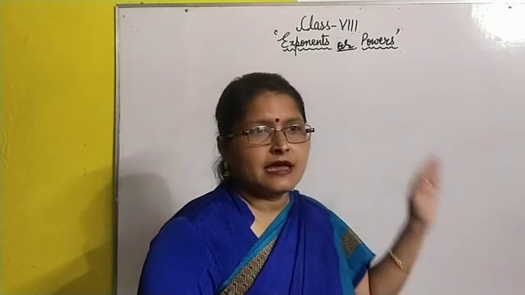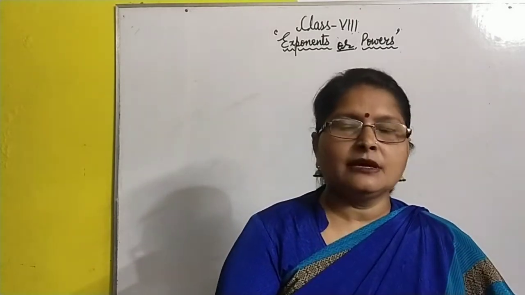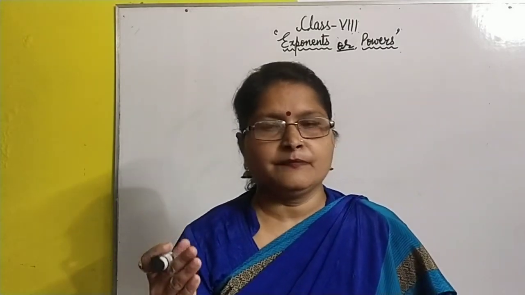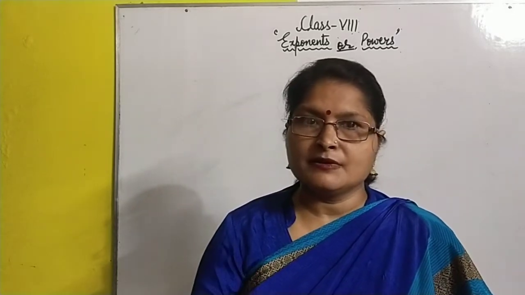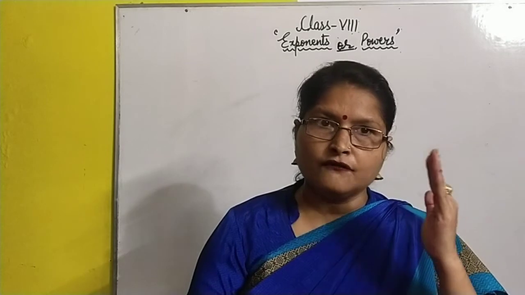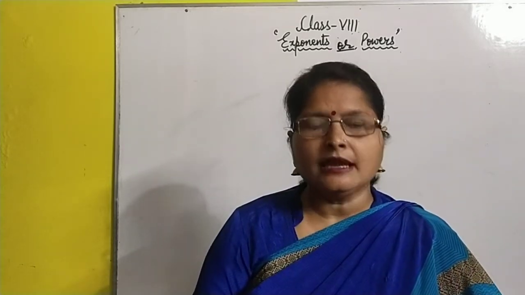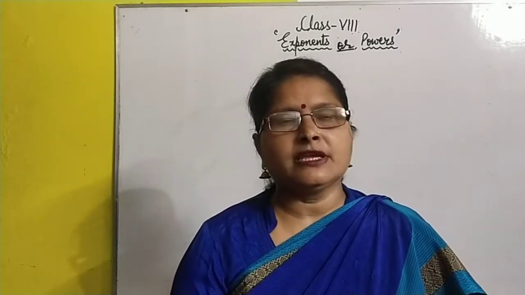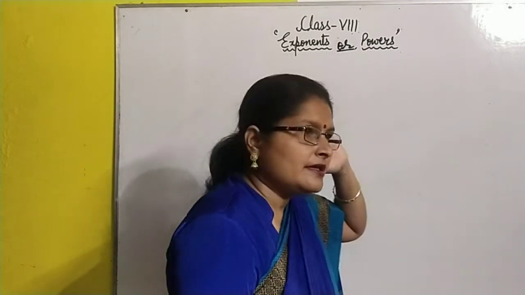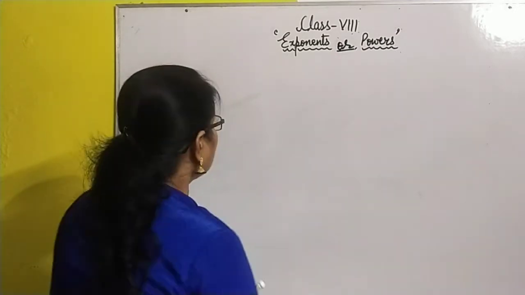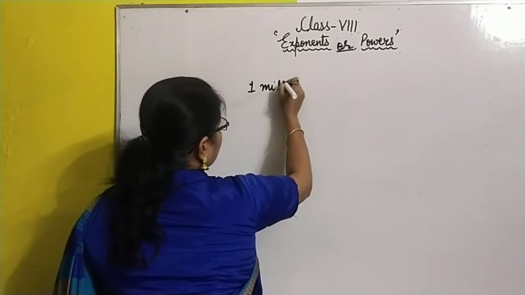Sometimes we find very small numbers or very large numbers, and it is very difficult to write or read those numbers. So to write them correctly and make them easy, we use exponents. Suppose I give an example: if I am writing the number 1 million.